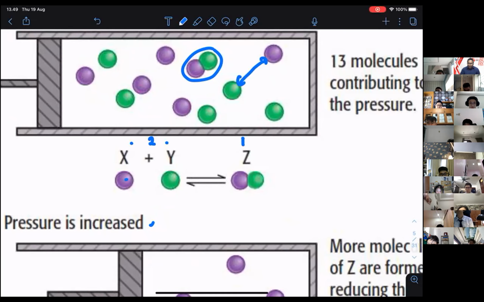Now you have 13 molecules. You join, now you have only 12 molecules. You join them together, so you have 11 molecules. So what is happening over here? You are forming products, and that product is going to be counted as 1. Earlier they were counted as 2. So that is the meaning.